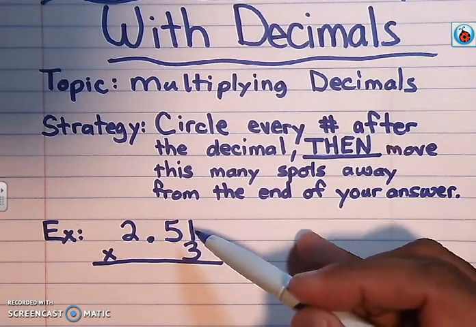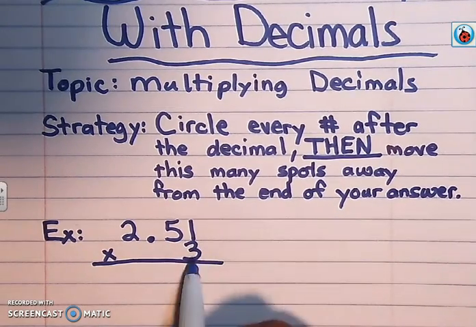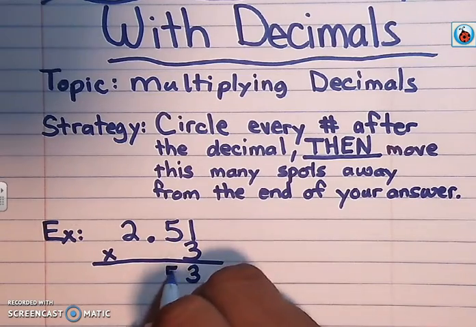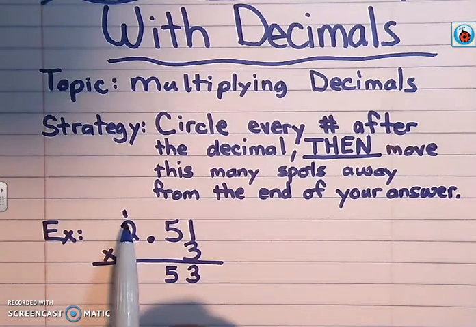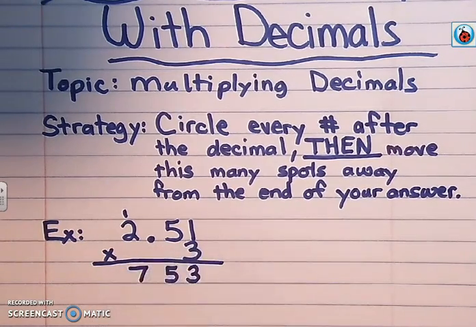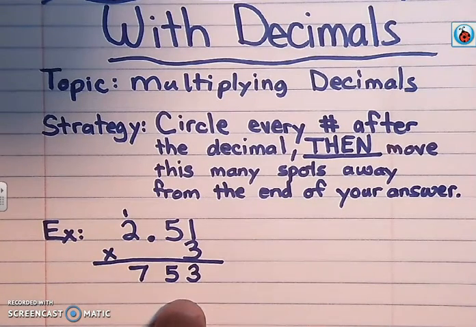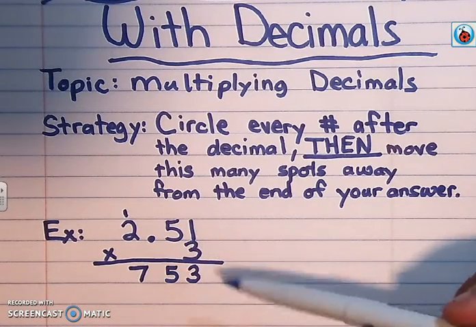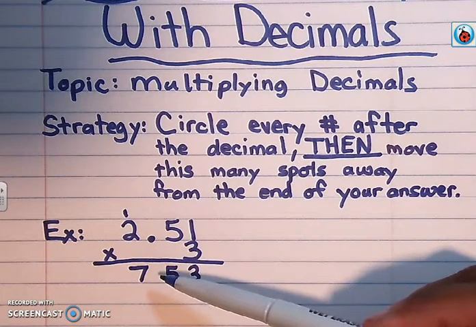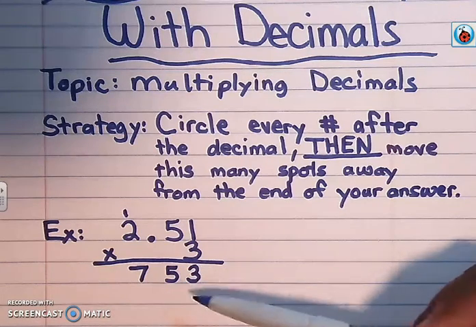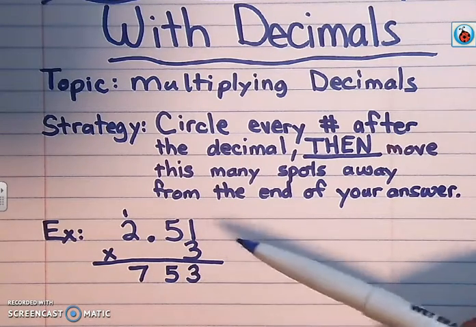So 3 times 1 would be what? 3. 3 times 5? 15. Excellent. Carry the 1. 3 times 2? Add the 1. Okay. So we end up with an answer of 753. Now, you said bring down the decimal. This is what I don't want to happen, because what you're remembering is something that your elementary teacher told you, that when you get your answer, just bring the decimal straight down to the bottom. But that only works with adding and subtracting. Now we're dealing with multiplication.